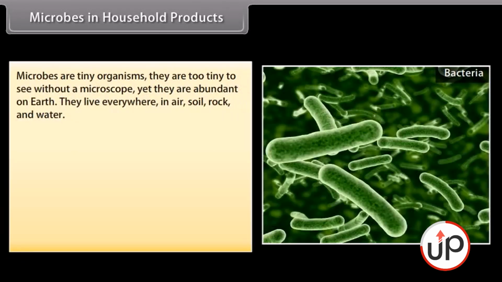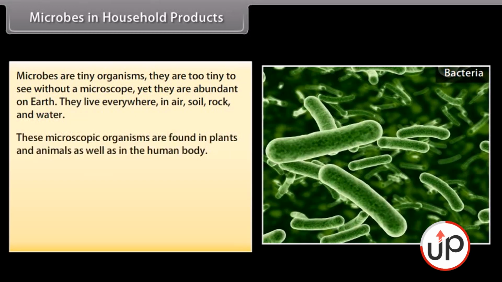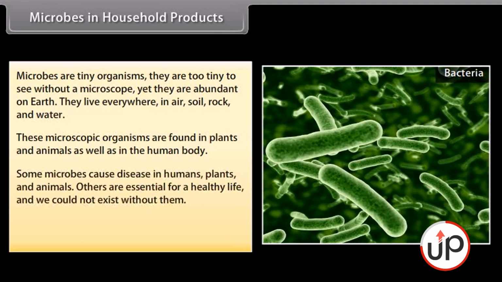Microbes in household products. Microbes are tiny organisms. They are too tiny to see without a microscope, yet they are abundant on Earth. They live everywhere in air, soil, rock, and water. These microscopic organisms are found in plants and animals as well as in the human body. Some microbes cause diseases in humans, plants, and animals. Others are essential for a healthy life, and we could not exist without them.